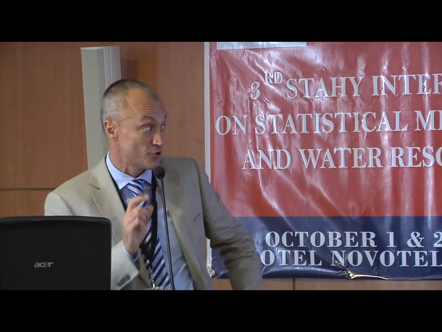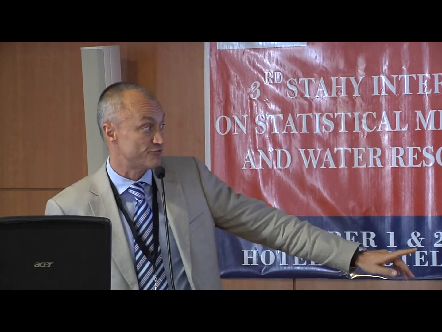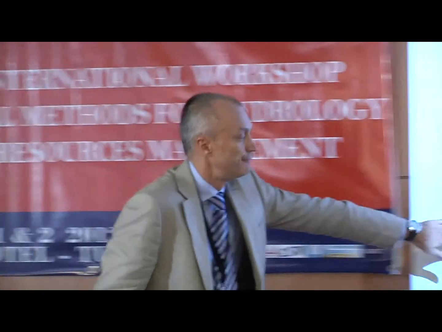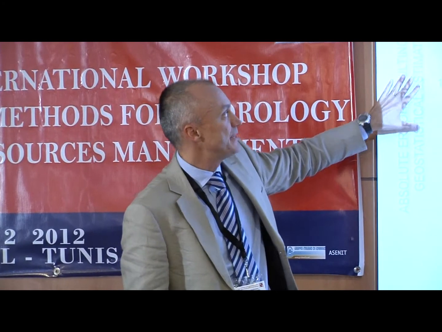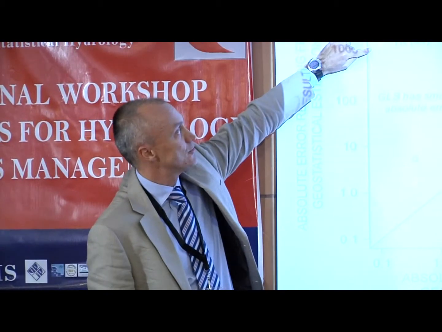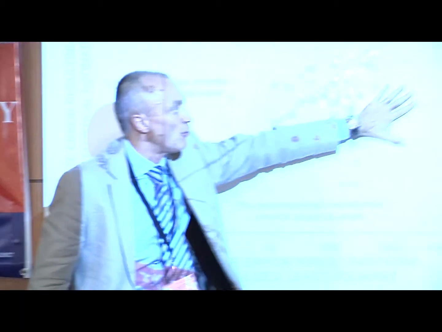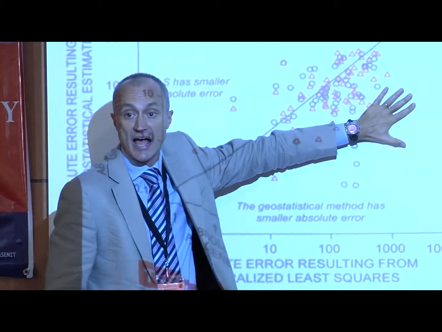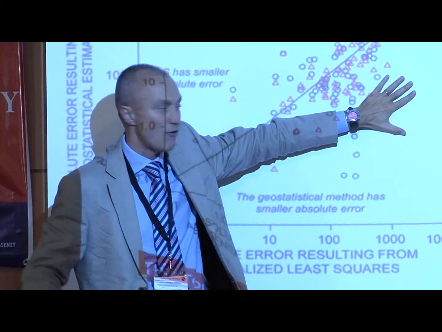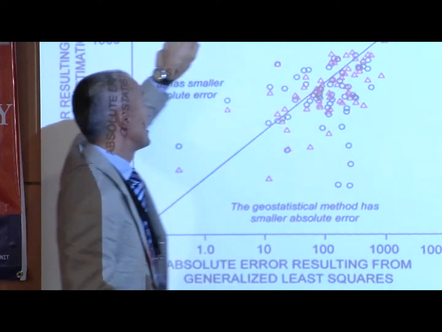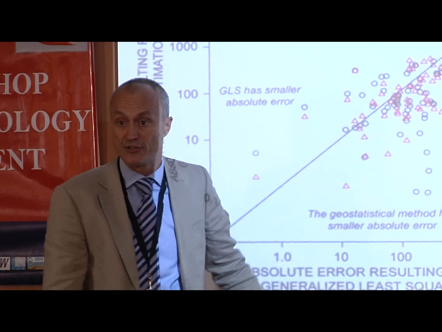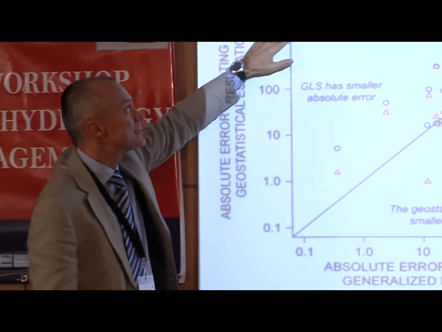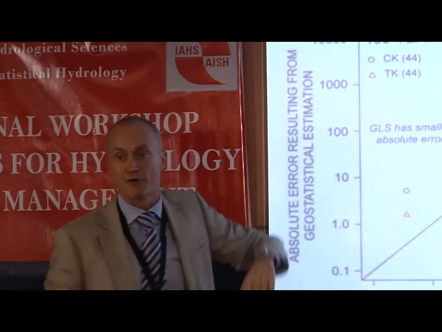Here is the absolute prediction error from the application of generalized least squares, and the absolute prediction error for the application of canonical kriging, black, and top kriging, red. The points are on the lower right side of the diagram. It means that canonical kriging or top kriging are doing better or much better than GLS. And as we can see, in more than 40 out of 60 cases, these two procedures perform better.